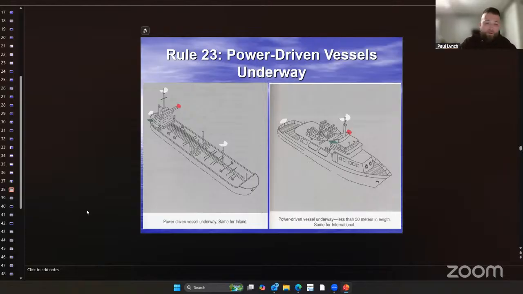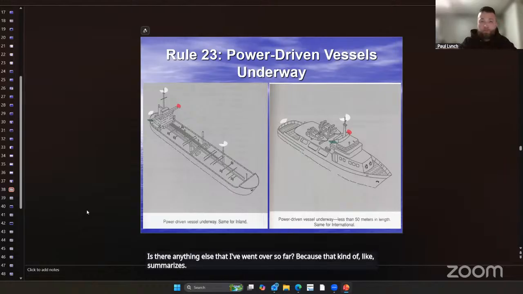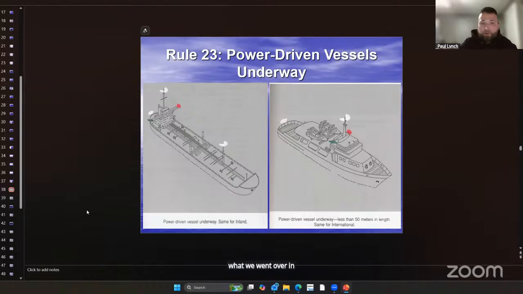So I'm going to go back into the towing for a little bit. Is there anything else that I've gone over so far? Because that kind of summarizes what we went over in class 12, like the real key points. Is there anything besides towing that you need more explanation with or want to go over?